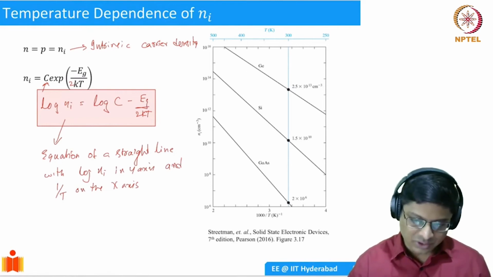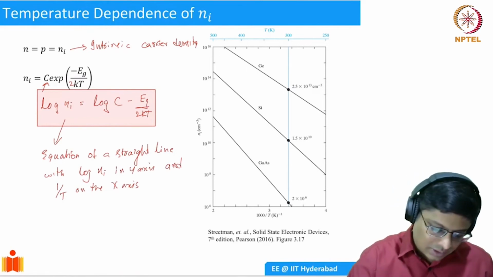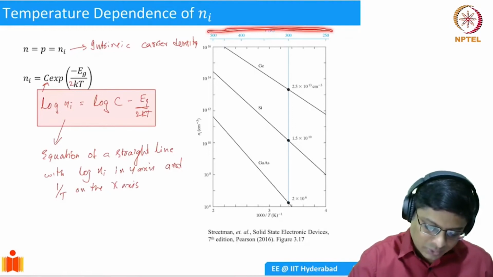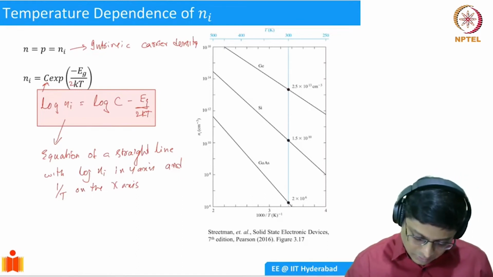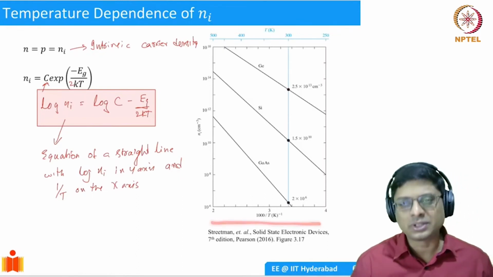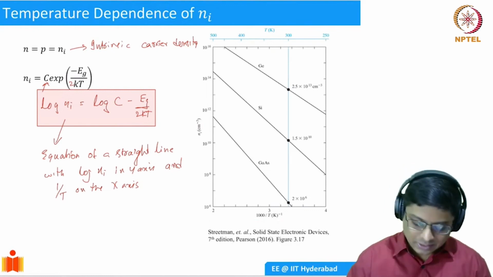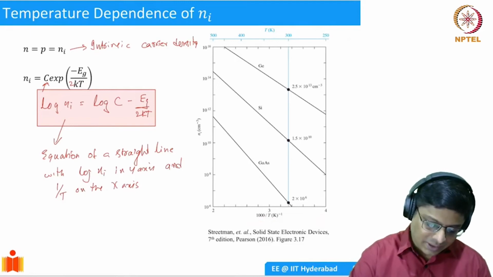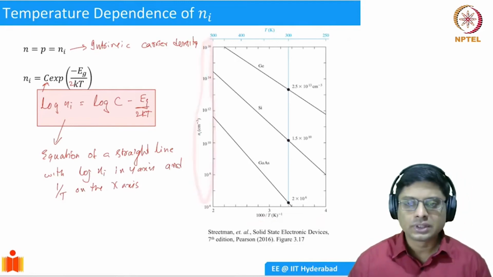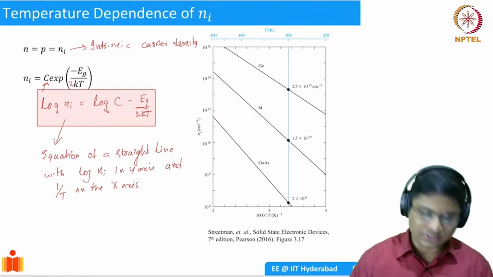In the picture on the right, we are essentially seeing temperature on the top. On the rightmost side you have lower temperature, and as you go to the left, temperature is increasing. On the bottom we are showing 1 over T. I mean, it's 1000 by T, but anyway this is the proportionality, so this is 1 over T dependence. The y-axis is basically a logarithmic scale, log 6 to log 16.